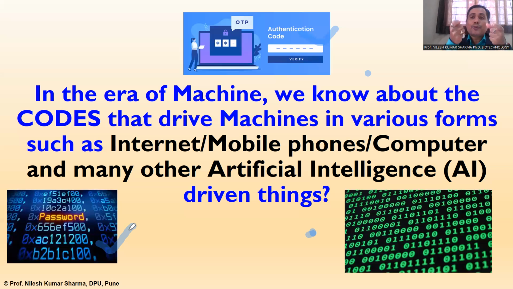So these codes are driving the machine system along with the biological system, or you can say the human system, correct? So the question is, what are these codes? What is the meaning of codes? What is the definition of codes? Codes, I can say, are passwords. Codes are the OTP in machine systems. Or for the biological system, codes are genetic codes, chemical codes, epigenetic codes, physical codes, and many more.